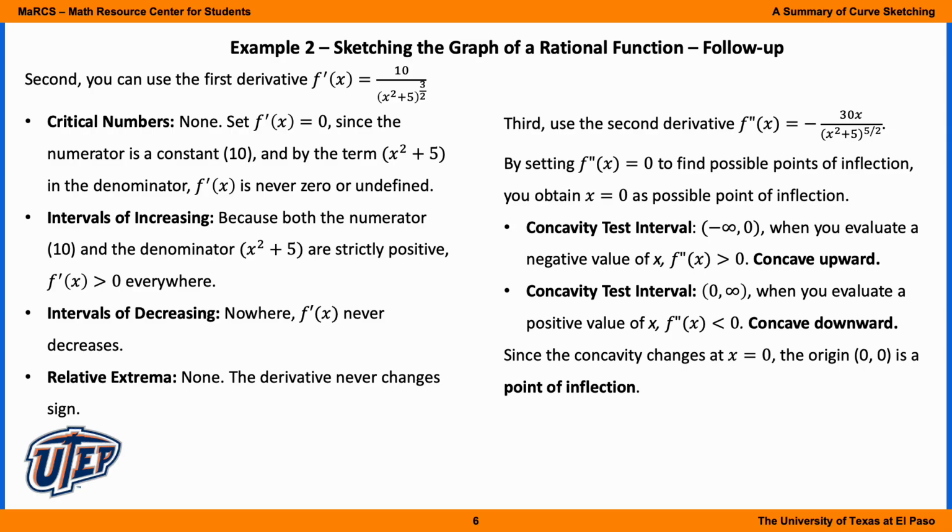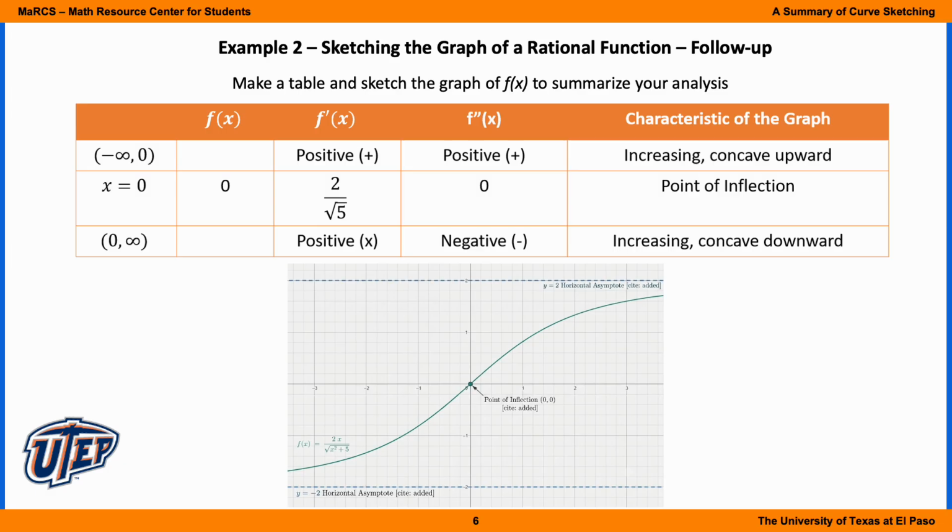Now for the interval from 0 to positive infinity, when you evaluate a positive value of x, the second derivative is less than 0. So that means that our function is concave downward on the open interval 0 to positive infinity. So the concavity changed from upward to downward. So that means that x is equal to 0, the origin, is a point of inflection. Now here's a summary of the information that we just collected.